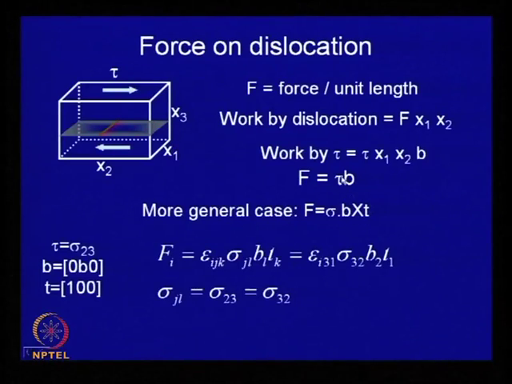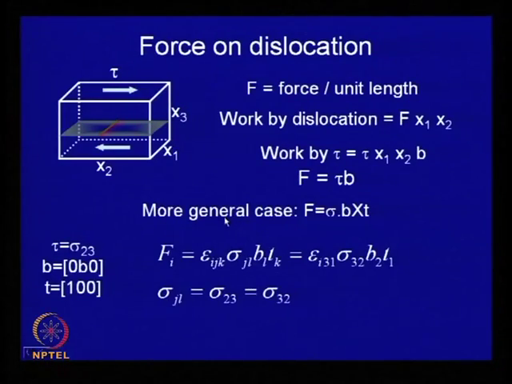We can always say that this is the resolved shear stress times the Burgers vector, which is the force on the dislocation. So, this is the force which is responsible for the glide motion of the dislocation. But in a more general case, the state of stress or the elastic stress field can be much more complex.